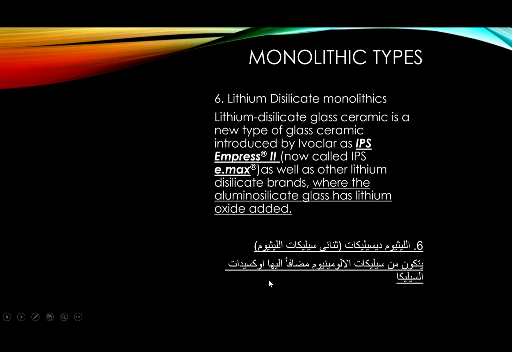Now we get into the real stuff: the lithium disilicate monolithics and the zirconia monolithics. Lithium disilicate is a glass ceramic, the newer version of IPS Impress 1. It was developed into IPS Impress 2 by the addition of aluminosilicate glass that has lithium oxide added to it.